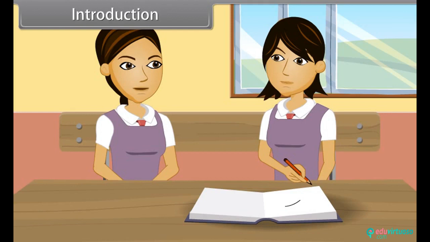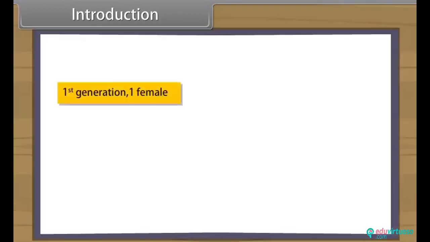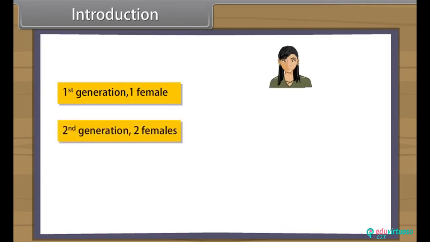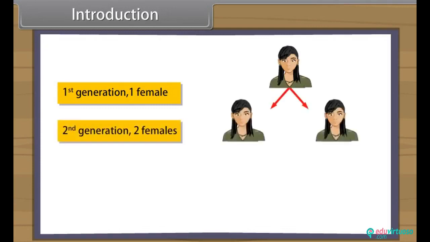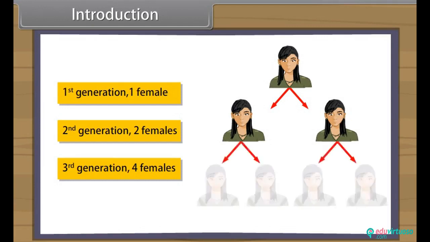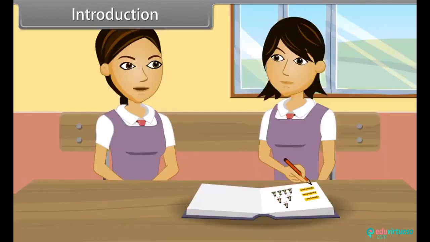There is a family in which every female of each generation has exactly 2 daughters. I have to find the number of females in each generation. Is it possible? Yes, it is possible, if the generation number is known. First generation, 1 female. Second generation, 2 females. Third generation, 4 females. Wow, that was so simple.